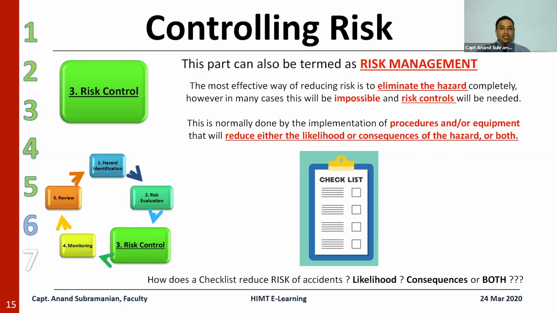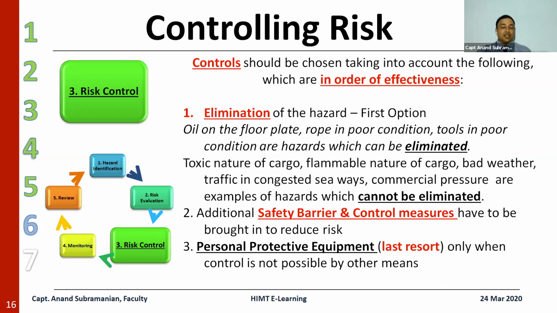So let's come into the risk controlling part of it. Now, when we are talking about controlling the risk, there are mainly three options for us, the major ones, what can be done on board a ship by a person who is sailing. First is eliminating the hazard completely.